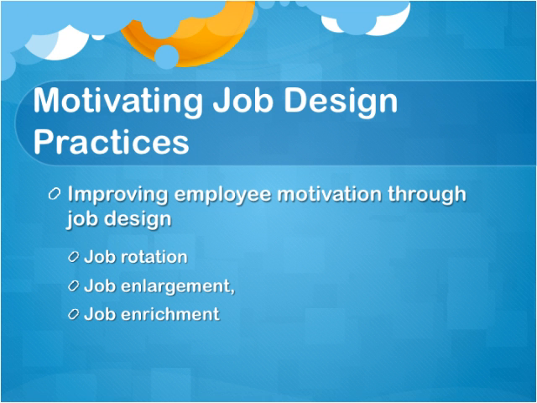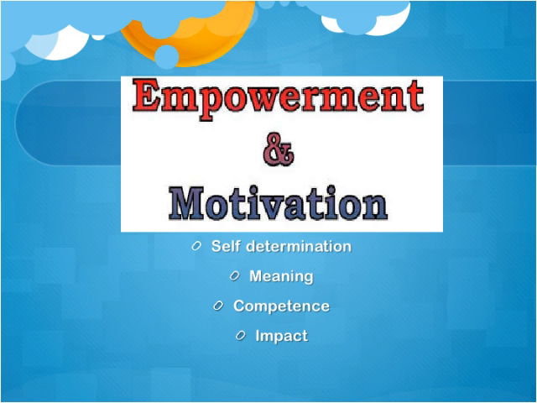The job characteristics model says that there must be certain psychological states present in addition to five core characteristics in order to motivate employees. If employees experience states of meaningfulness, responsibility, and knowledge of results along with the core characteristics of skill variety, task identity, task significance, autonomy, and feedback from the job, then this employee will have higher levels of work motivation.